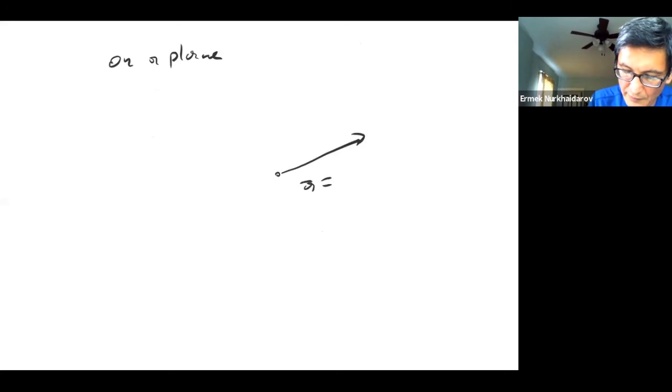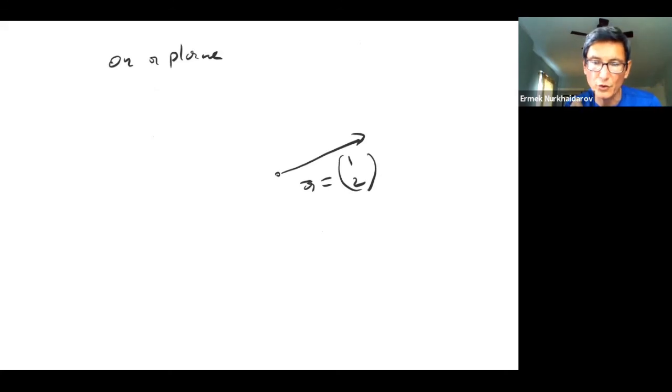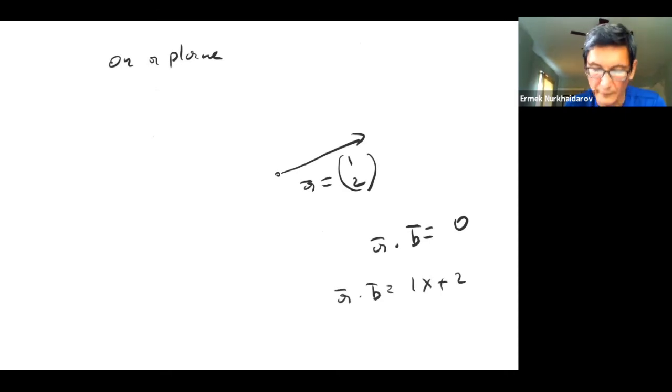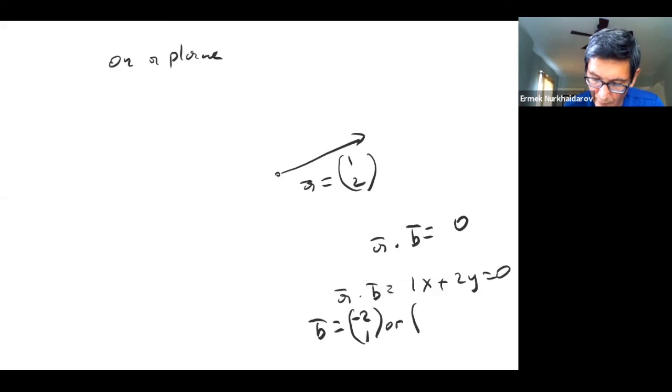So if on a plane I give you a vector with 2 coordinates, say 1, 2, then it's easy to guess the vector which is going to give you dot product 0. So we're looking for 1 times x plus 2 times y, and that's supposed to be equal to 0. What we often do is flip 2 and 1, and negate one of them. So b equals, flip it and put minus here. That works.